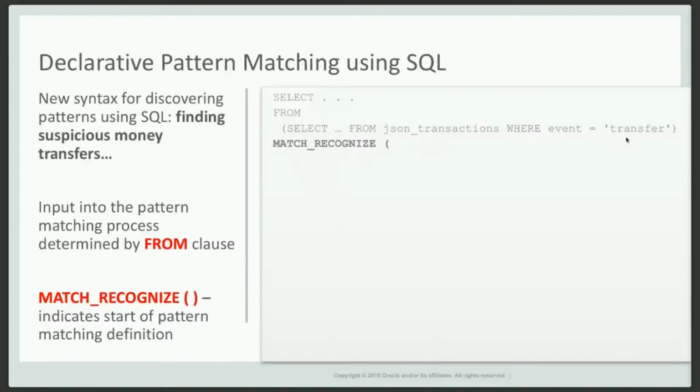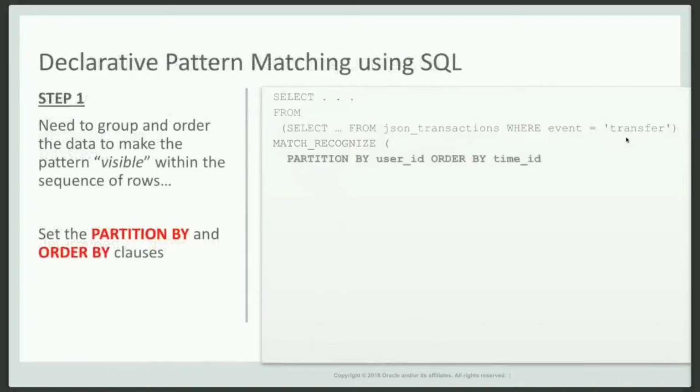And then we can add Match Recognize, and we're ready to start laying out how we're going to process this data. Now the first part is we need to divide up. Remember what I said originally, when I said there are 4 elements to this. The first part is we need to break down the data set and make the pattern visible. So we'll need to partition this by user ID and by time.